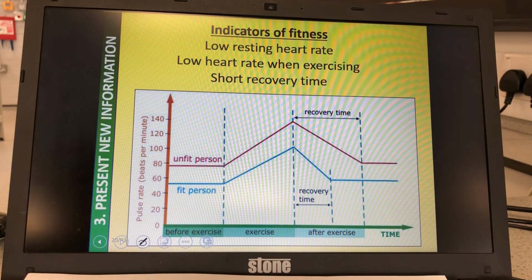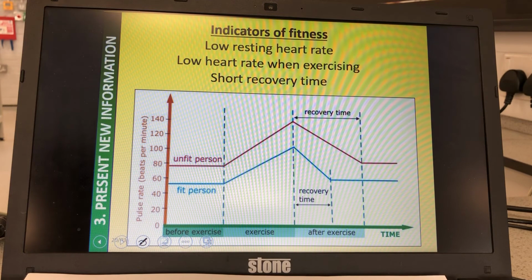Okay, so we're working on that in our books, getting our last paragraph done for the lesson. So I am fitter because my resting heart rate is lower, or I am less fit because my heart rate during exercise is higher, or I am fitter because my recovery time is shorter. Okay, once you've done that, we are done for the day.